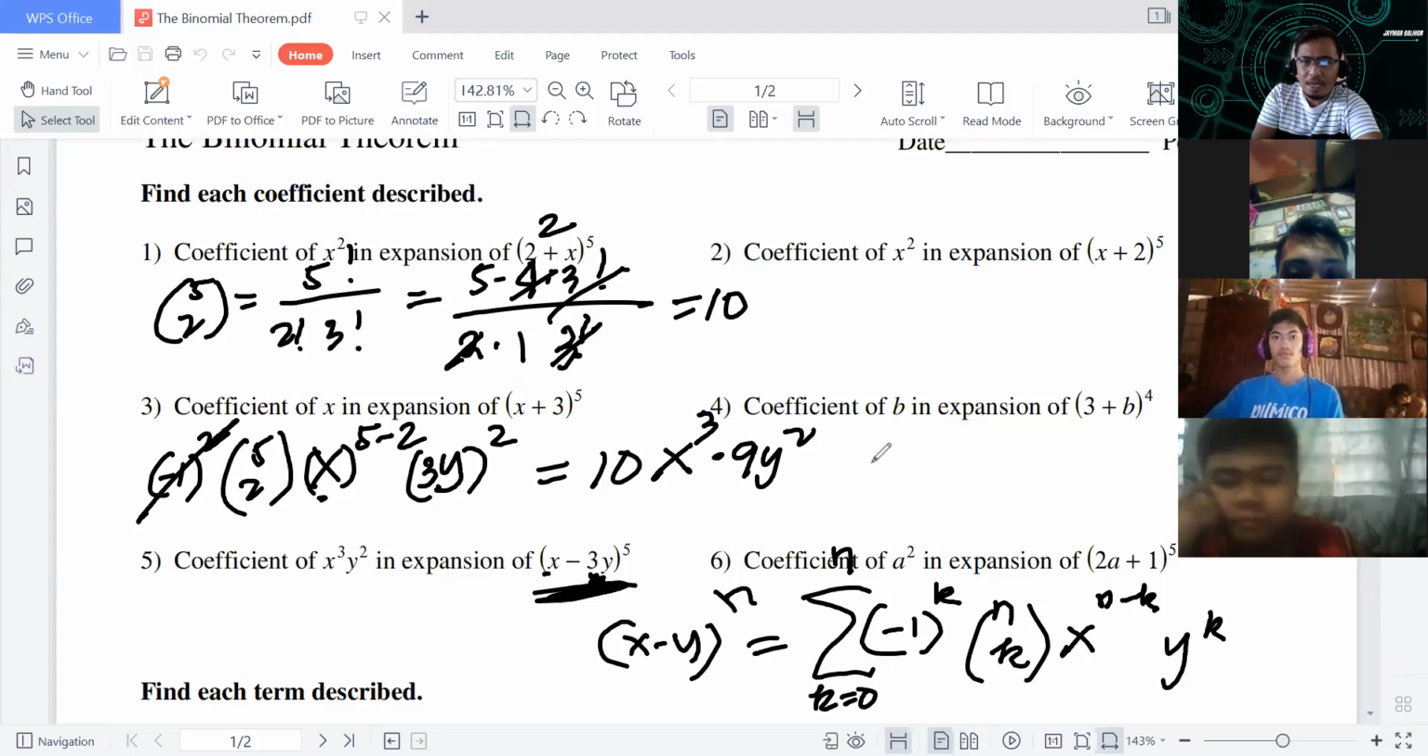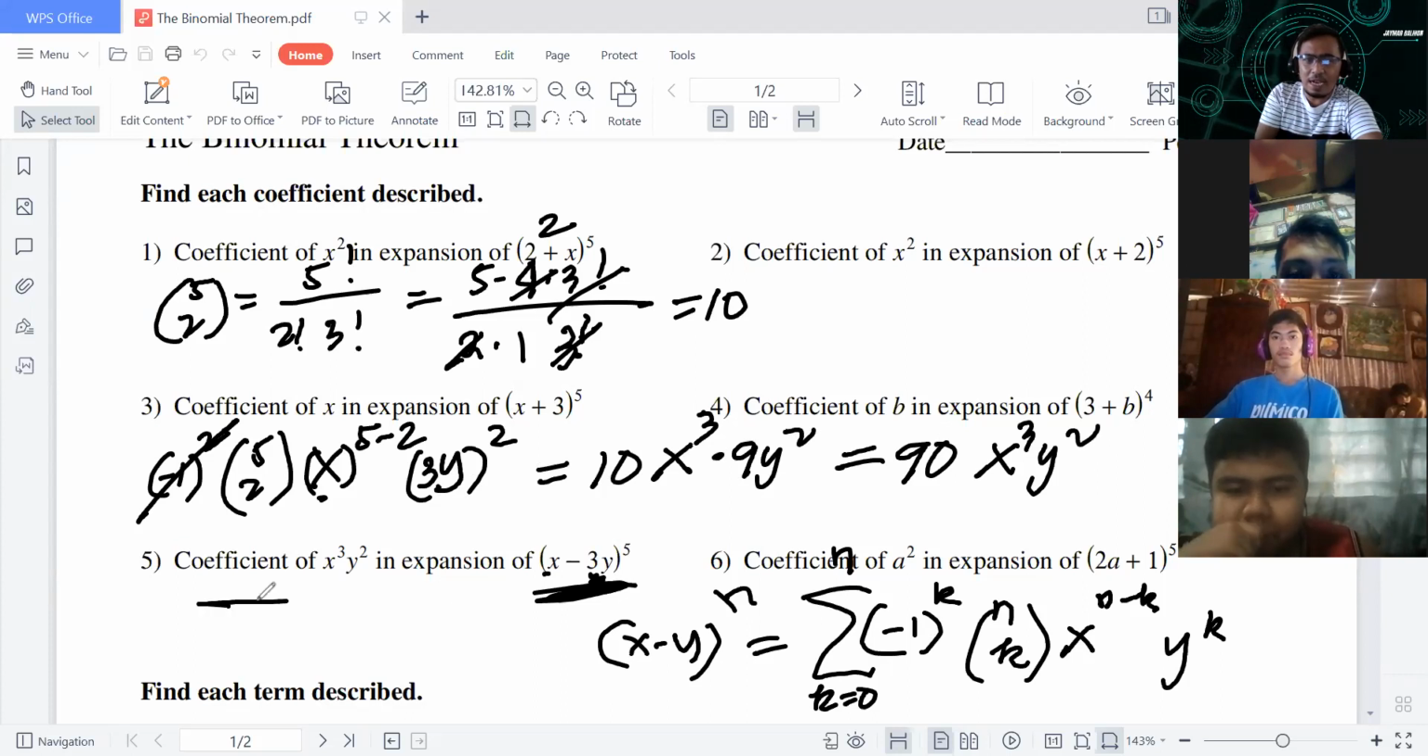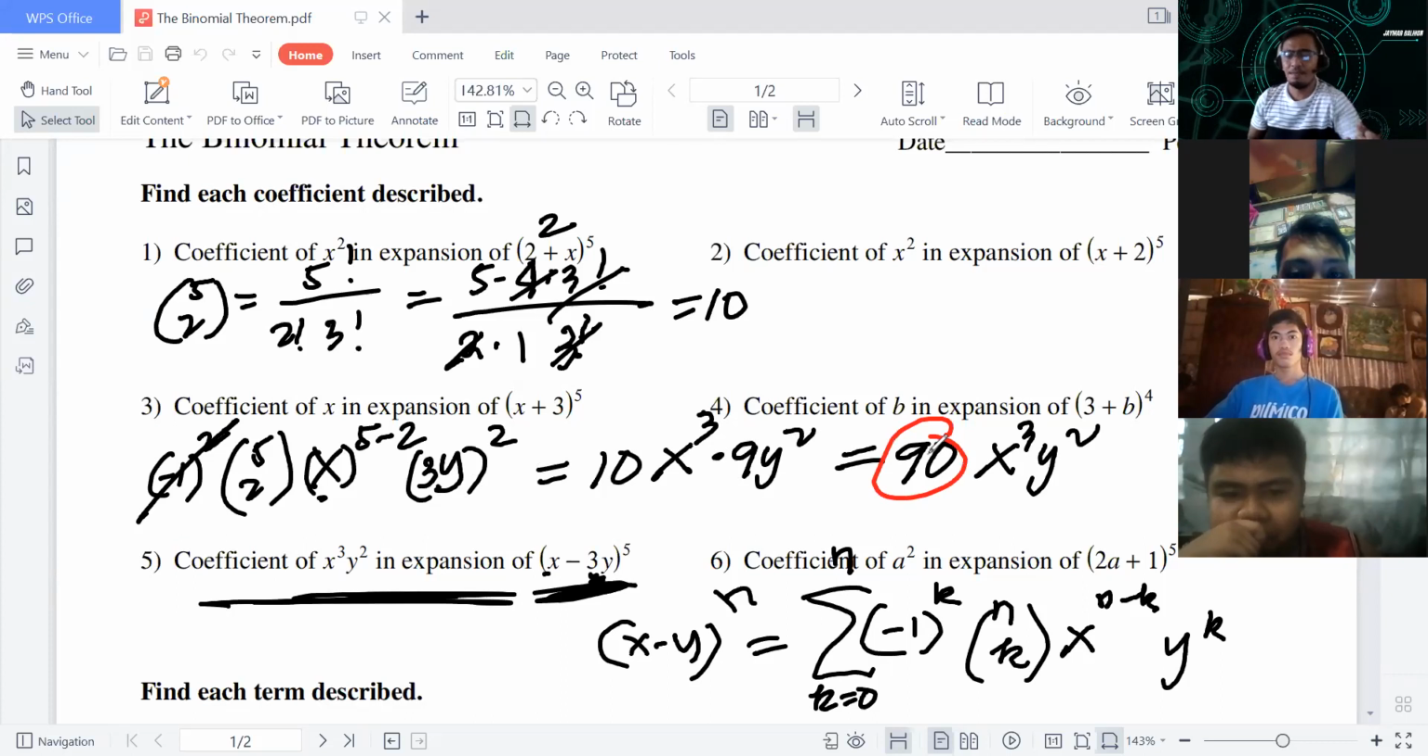Okay? You multiply it, your answer should be 90 x cubed y squared. And the answer of this question is just 90. The numerical coefficient of the term having this is 90. Clear?